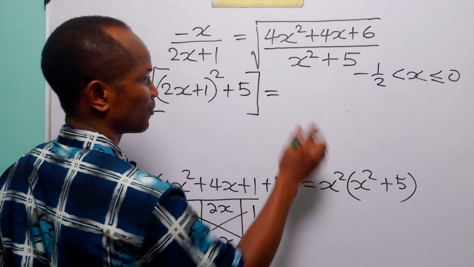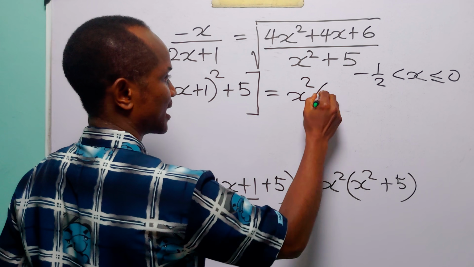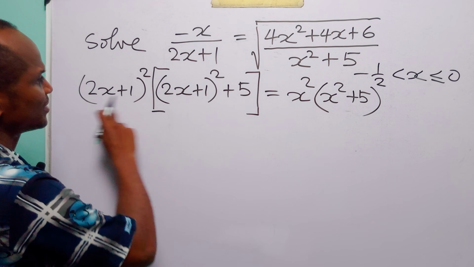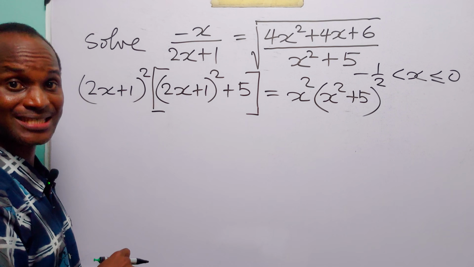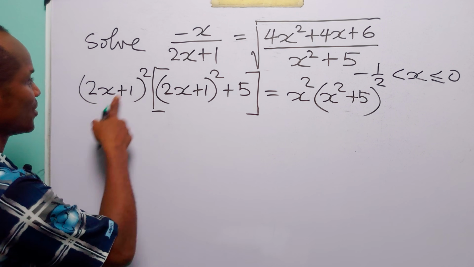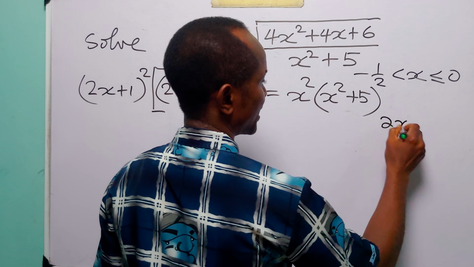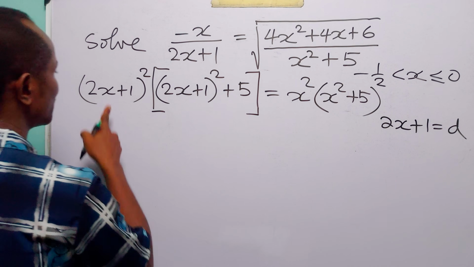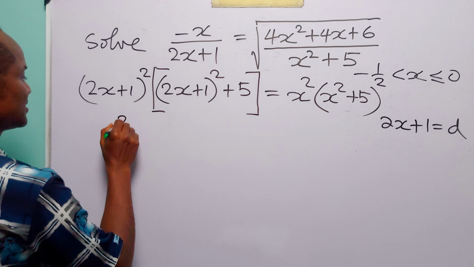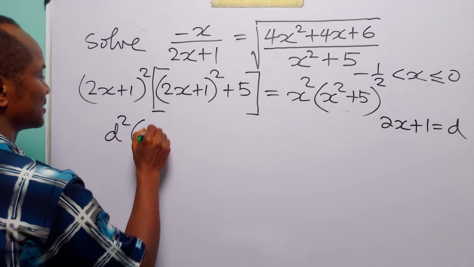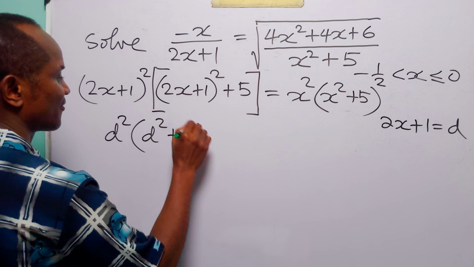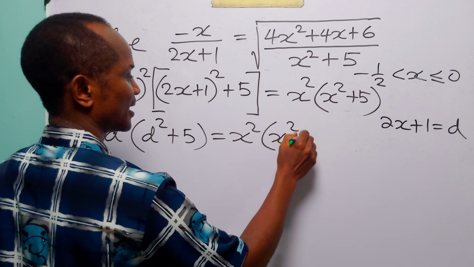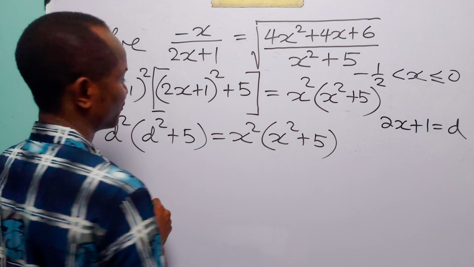Now, this is still equal to x squared times x squared plus 5. Now, when we look at the left-hand side of this equation, you will see that we need a substitution. So, let 2x plus 1 be equal to the letter d. With this substitution, we can now write this equation as d squared times d squared plus 5 is equal to x squared times x squared plus 5.